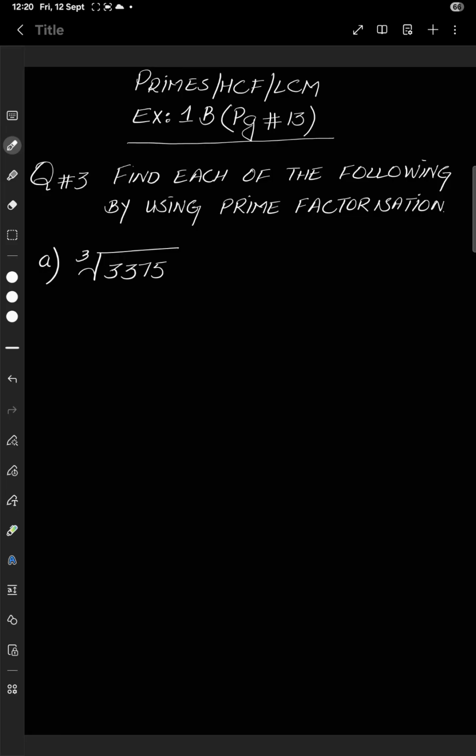Right now we are on exercise 1B. We are doing question number 3. Question number 3 is find each of the following by using prime factorization. The A part is we need to find out the cube root of number 3375.